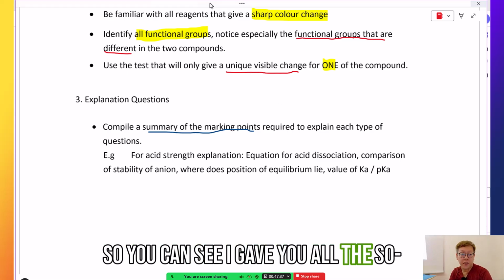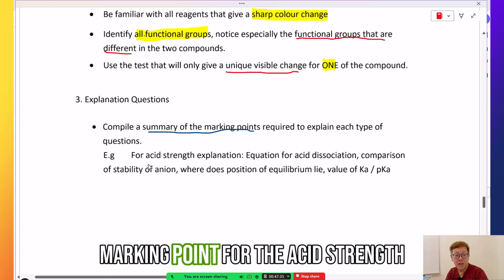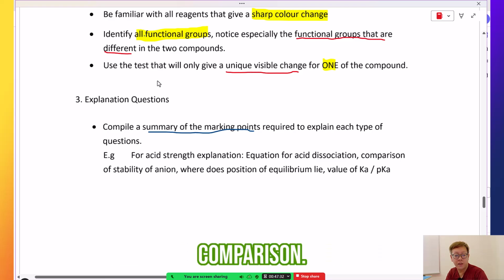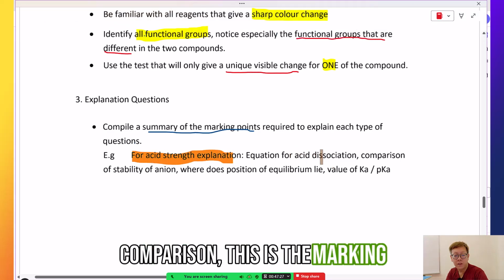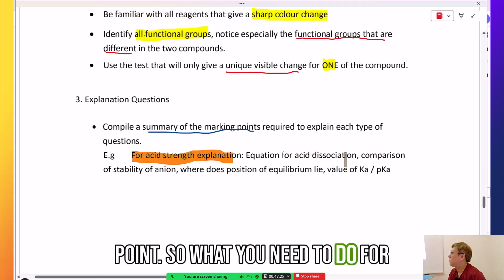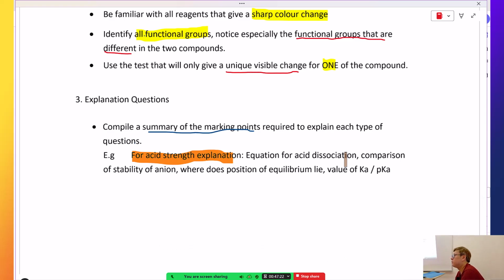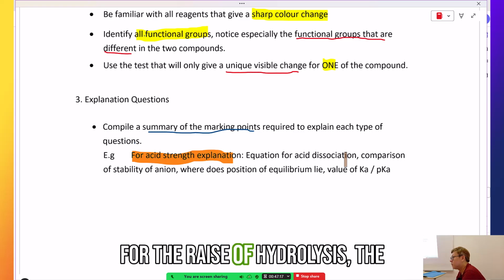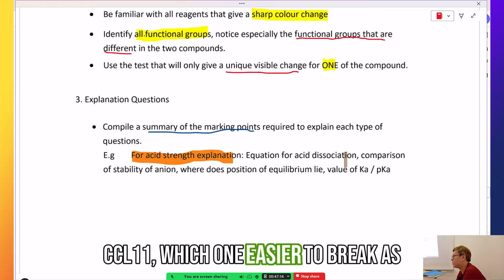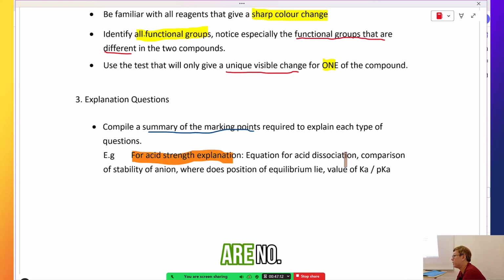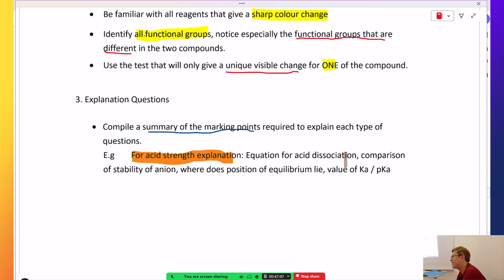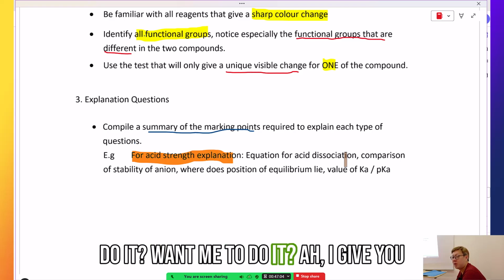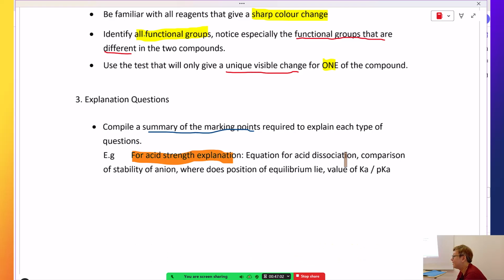Correct? So you can see I gave you all the so-called marking points for the acid strength comparison. So for the acid strength comparison, these are the marking points. Follow? So what you need to do for yourself is to come up with the marking points for the rates of hydrolysis, the C-Cl bond one, which one is easier to break, as well as the base strength. Clear or not? Now, can I leave it to you all to do, or you want me to do for you? Want me to do? Wait, I give you all on Saturday.